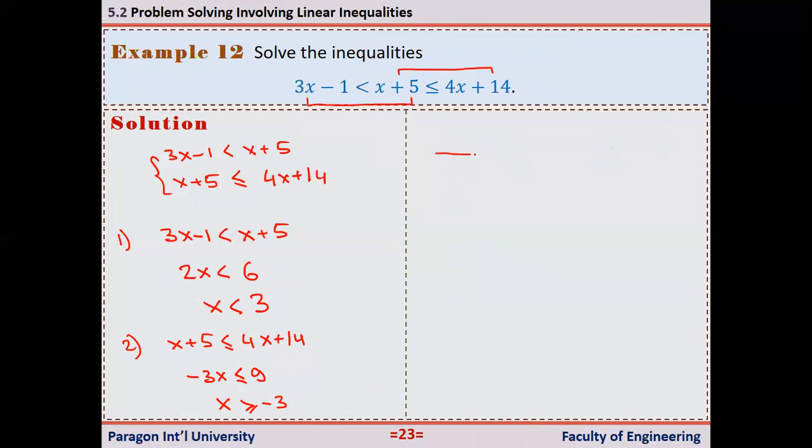So if you just illustrate this on the number line, here we have negative 3 inclusive, right? And here we have 3 not inclusive, right? This is greater than to the right, and this is less than. So between these two numbers. Okay, or in set form, the solution of these inequalities would be from negative 3 to 3. Done.